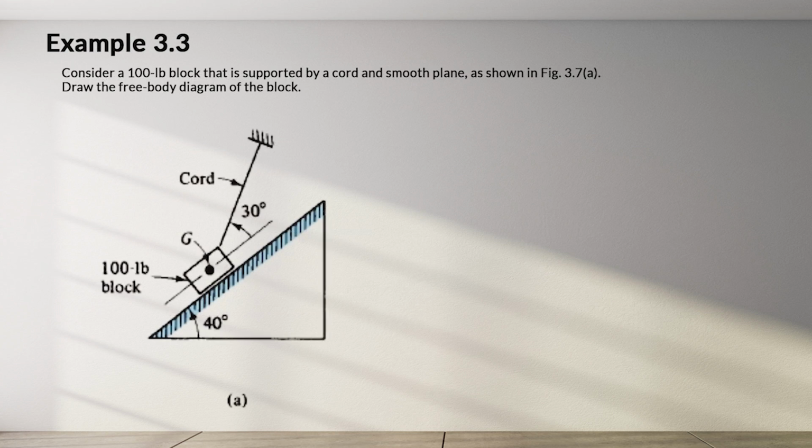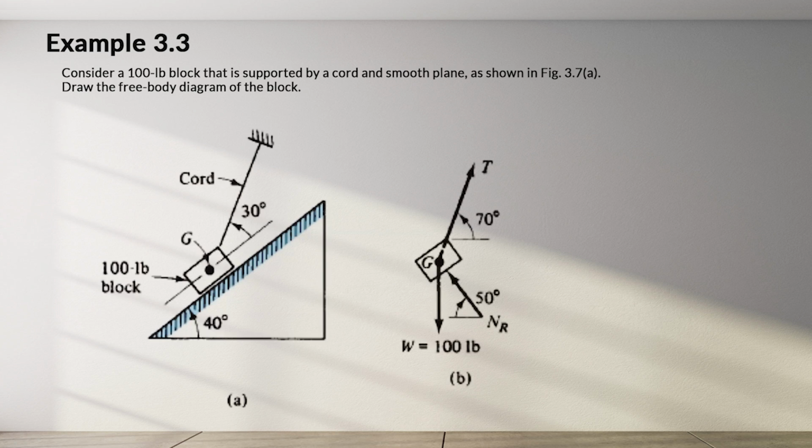In example 3.3, consider a 100-pound block that is supported by a cord and smooth plane, as shown in Figure 3.7a. Draw the free body diagram of the block. We isolate the block as the free body in Figure B. Three forces are acting on it. The tensile force T on the cord acts along the cord and away from the body. The reactive force, Nr, of the plane on the block acts normal to the plane at the surface of contact and toward the body. The 100-pound weight of the body acts from the center of gravity, G, downward toward the center of the Earth.